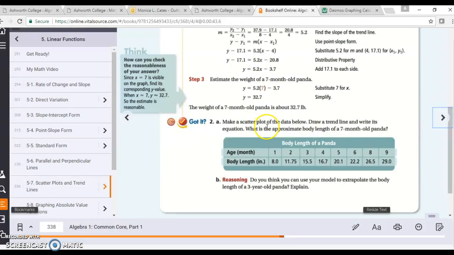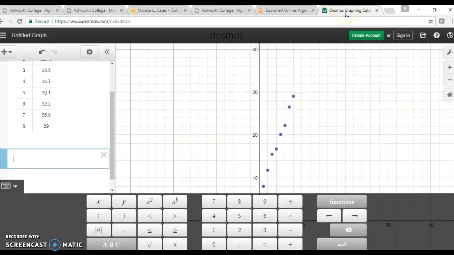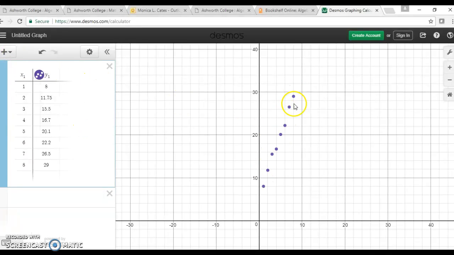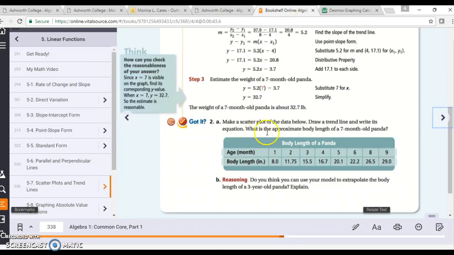So it says, first, to make a scatter plot of the data below. Draw a trend line and write its equation. What is the approximate body length of a 7-month-old panda? So again, I have my points, and I went ahead and I used my free graphing calculator at Desmos, www.desmos.com, and I just came here, I added an item, I added a table, and then I plugged in my values, and they plotted the points right here. Okay, so there's my scatter plot.